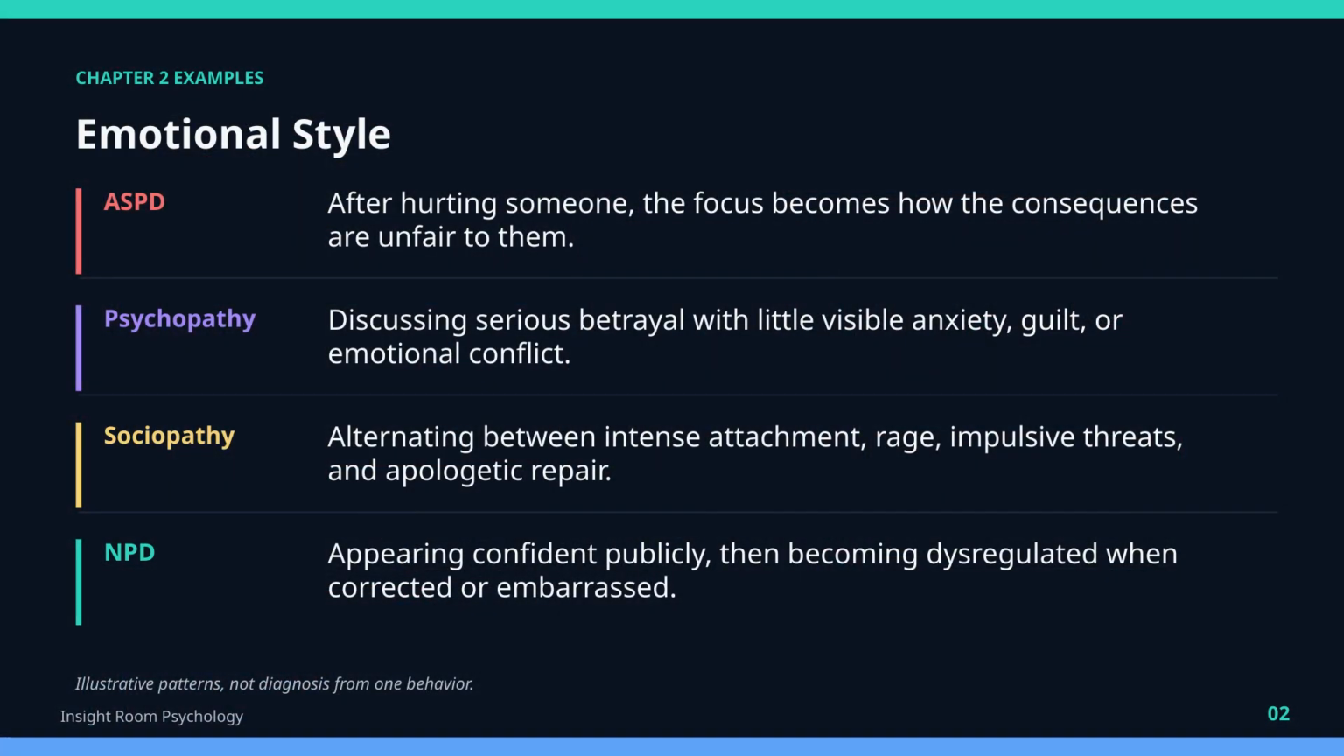With NPD, the emotional style is often organized around shame, humiliation, admiration, envy, status, and criticism. Someone may appear confident, superior, or self-assured on the outside, but become intensely reactive when they feel embarrassed, exposed, rejected, criticized, or not treated as special. For example, a person may seem charismatic and confident in public, but become enraged or contemptuous after being corrected in front of others.